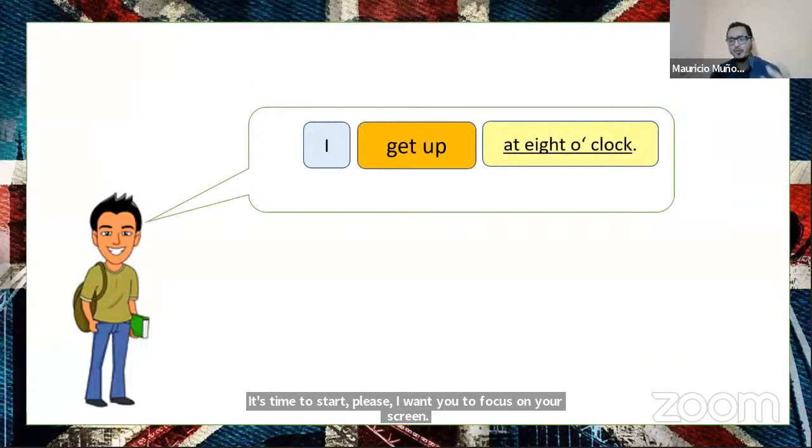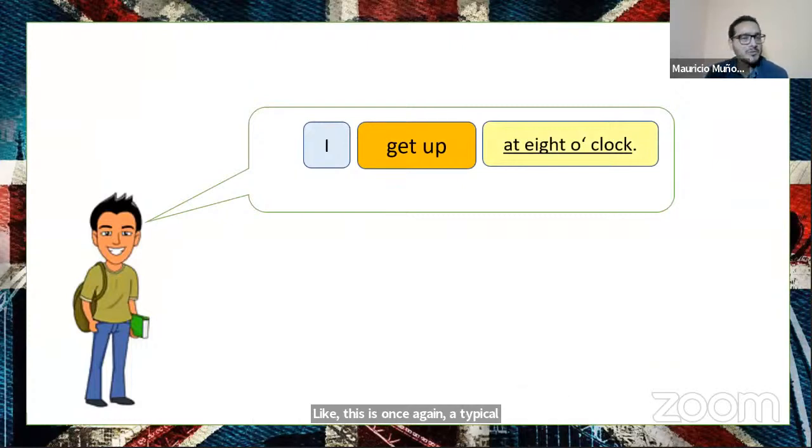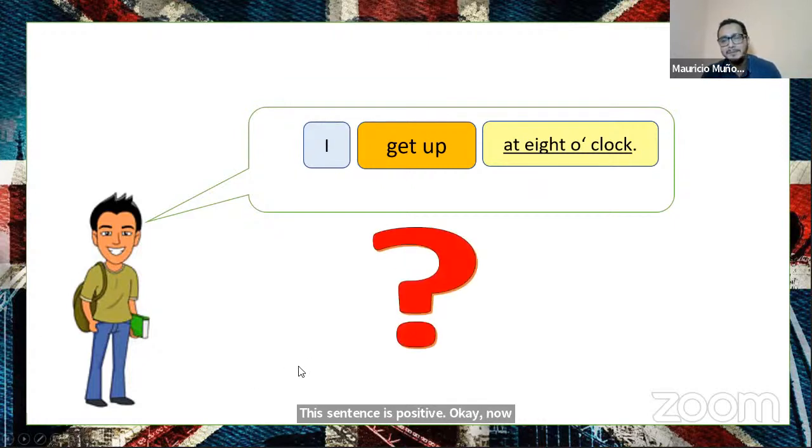Look, this is once again a typical sentence in the present simple. Very easy to understand. In this sentence, I describe an action. What is the action here? Well, get up. This is the action. Levantarse. I get up at 8 o'clock. This sentence is positive. Now, if I want to switch this sentence into interrogative, I will need two words.